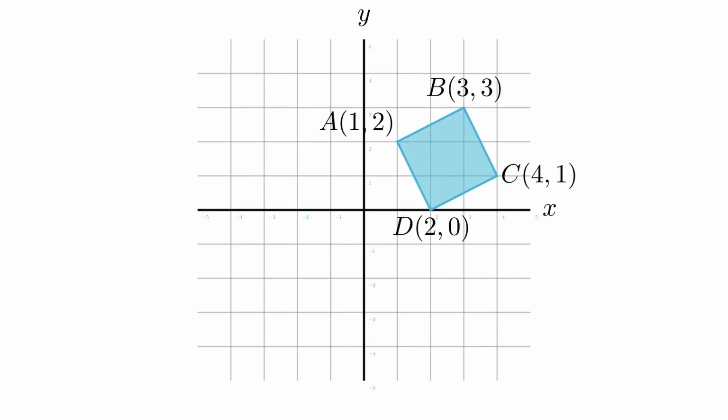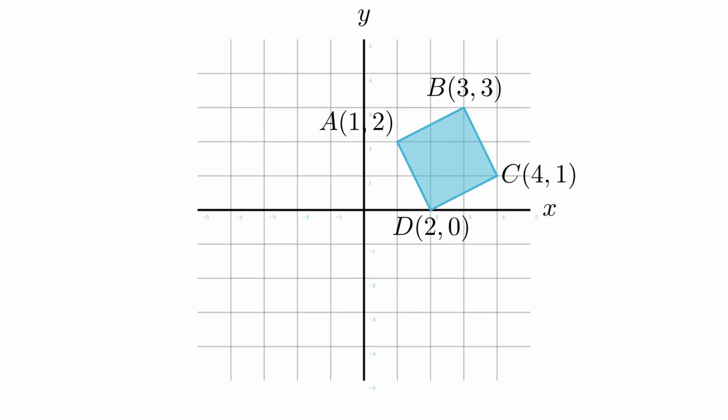When reflecting a shape across the x-axis, the rule is simple. The x-coordinates stay the same. The y-coordinates switch signs. So if a point is at (3, 4), its reflection moves to (3, -4). If another is at (-2, 5), its reflection appears at (-2, -5).